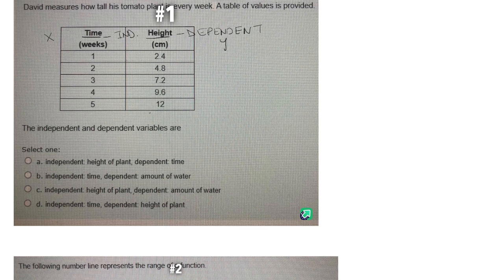Now if you look at A, it has the height of the plant being independent, but we said that it has to be dependent. For B, time is independent, but amount of water is dependent. Well, we're not measuring amount of water here, so that's wrong. C is independent as height of plant. That's wrong because we said that's the dependent variable. And then D is independent as time, dependent as height of plant. This one is correct.